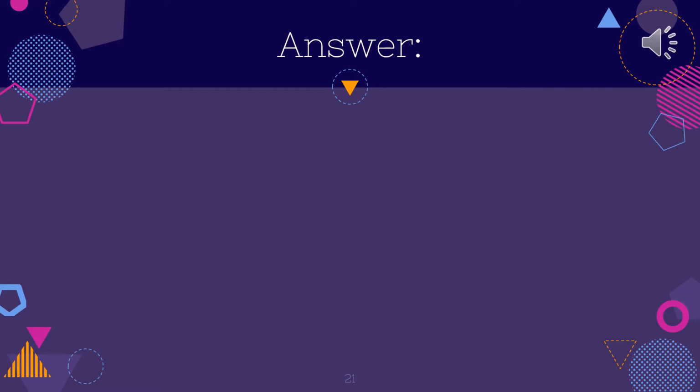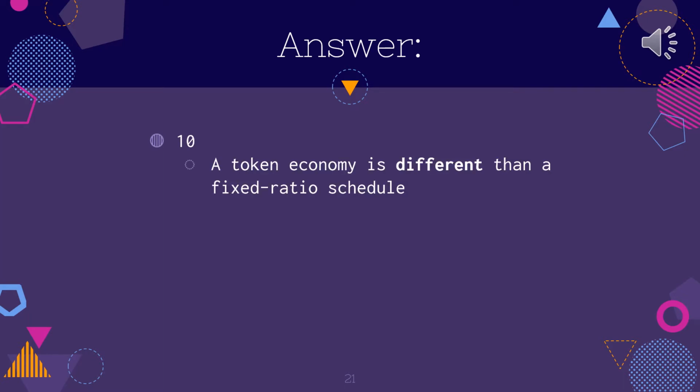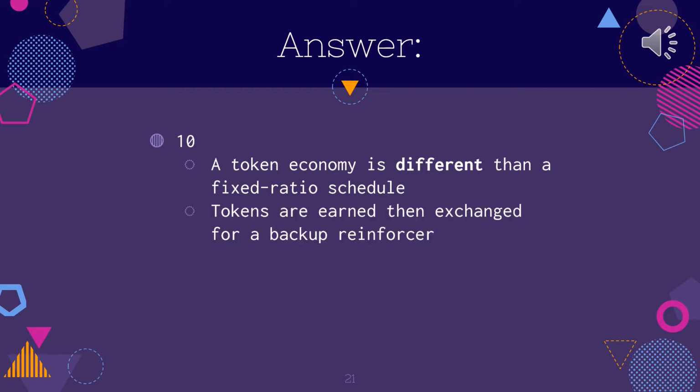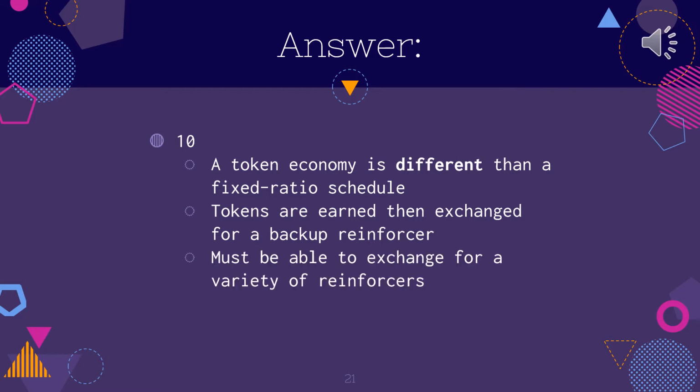The answer to the previous question, how many tokens did the client need to earn before getting to choose a reinforcer, is 10. As a reminder, a token economy is different than a fixed ratio schedule. In a token economy, tokens are earned and then exchanged for a backup reinforcer. So they must be able to exchange for a variety of reinforcers. In the previous video, the client was asked what he would like as his reinforcer. On your homework sheet, fill in the answer 10. I'll give you some time to get that answer filled in on your homework sheet.